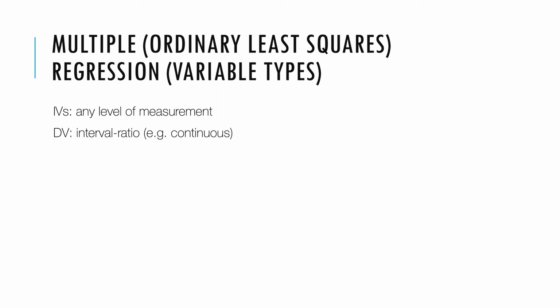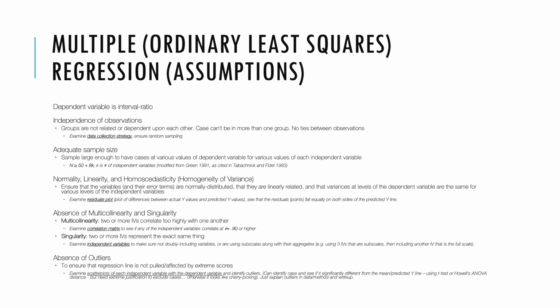And the dependent variable needs to be interval ratio. Bunch of assumptions. Dependent variable needs to be interval ratio. Independence of observations. We want to make sure that our cases aren't dependent on one another. What we're really trying to get at is independence of the error terms. There's no covariance between error terms and our X values. So independence of observations is a way of getting at that, or controlling for an independence of our error terms.